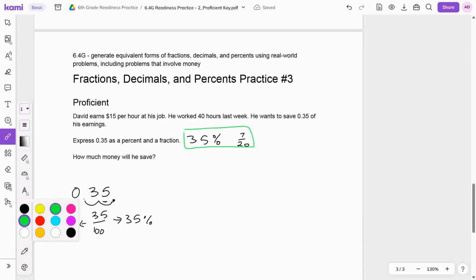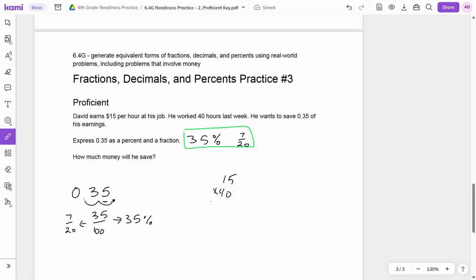And then how much money is he going to save? First, I don't know how much money he made. I know he earned $15 an hour. He worked 40 hours. So I've got to multiply 15 times 40 to figure out how much money he actually made. So that's 0, 0, that's 20, and that's a 6. All right, so he made $600.